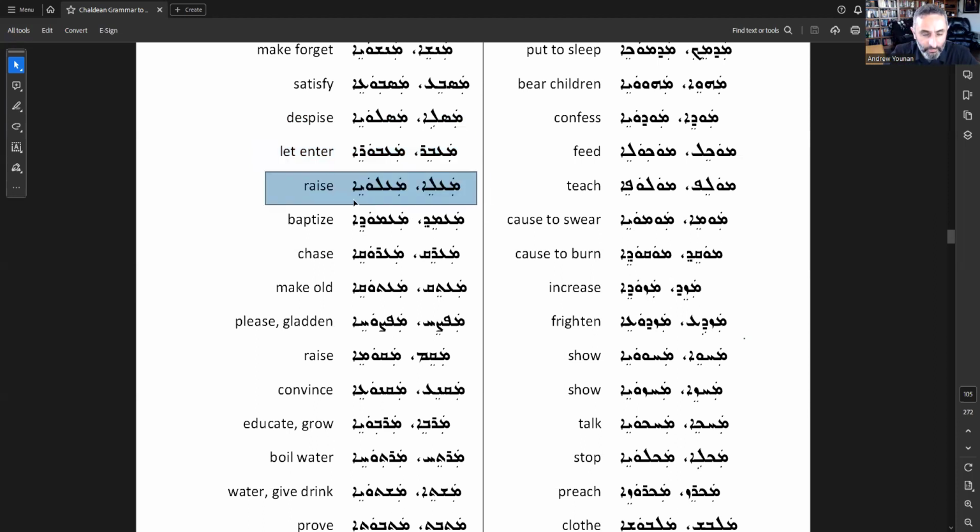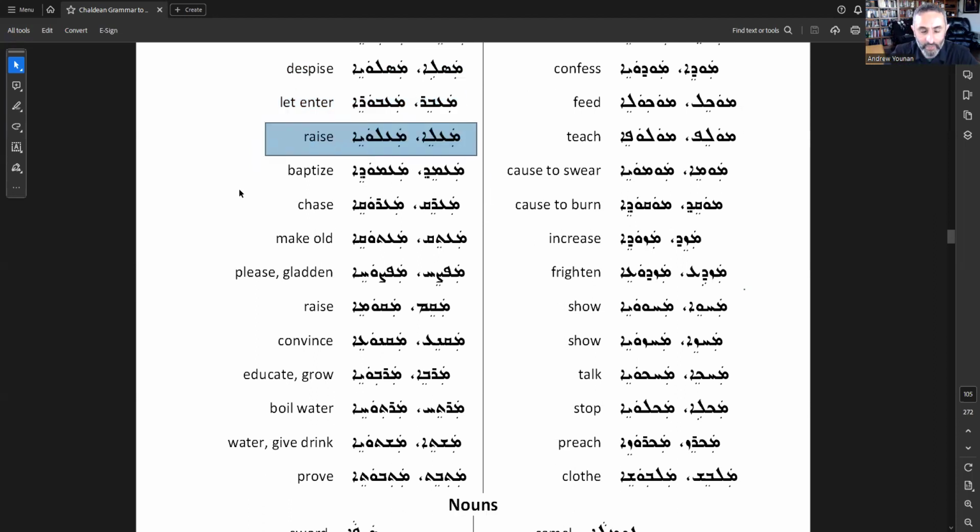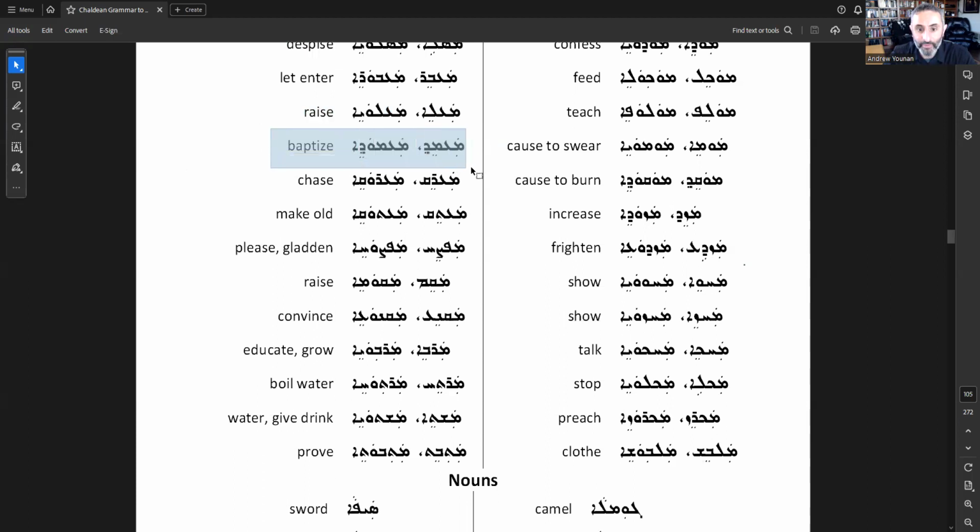Ma'ale, we already saw. Ma'aloye is to raise. Ale means to go up. Ma'ale means to raise. It's an interesting use of a causative form in English. This is actually a causative verb in English, raise. Ma'amid is to baptize. Amid is to be baptized. Ma'amid is to baptize.